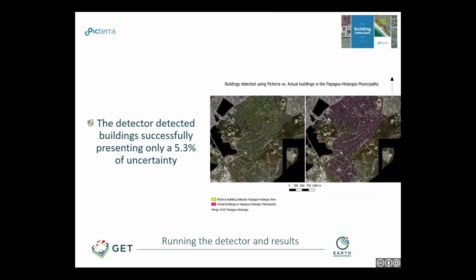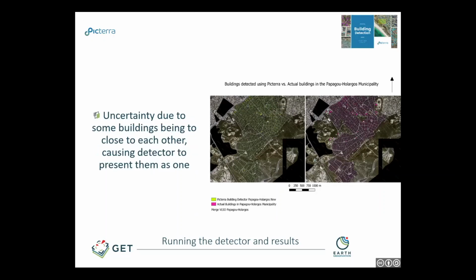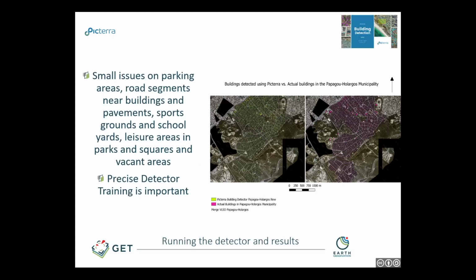Overall, the detector successfully detected all the buildings in the Papagou-Cholargos area, presenting only 5.3% of uncertainty, which was mainly due to some buildings being really close to each other, basically touching each other, causing the detector to present them as one building. Furthermore, there were small issues on parking areas, leisure areas, parks, and squares, and also some sport grounds and schoolyards. But all these small issues were also included in the uncertainty percent.